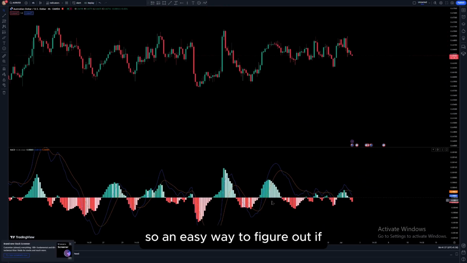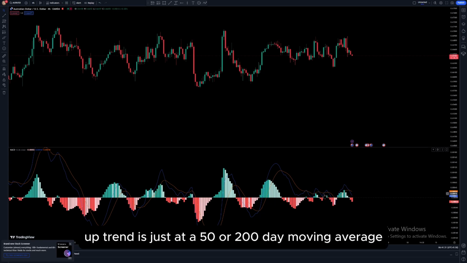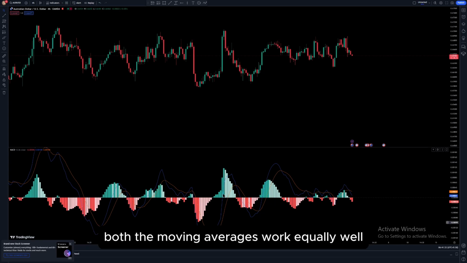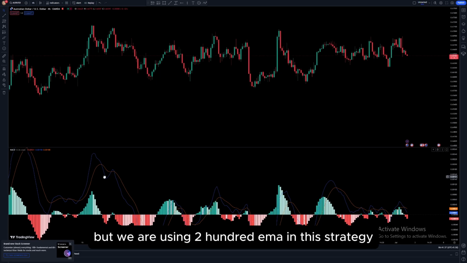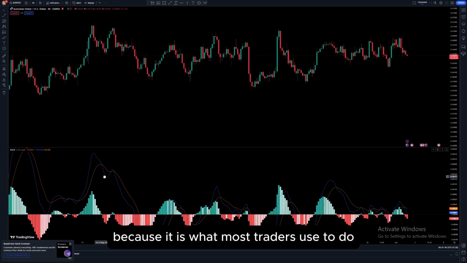So an easy way to figure out if the market is in an uptrend is to just add a 50 or 200-day moving average. Both the moving averages work equally well, but we're using the 200 EMA in this strategy because it is what most traders use.